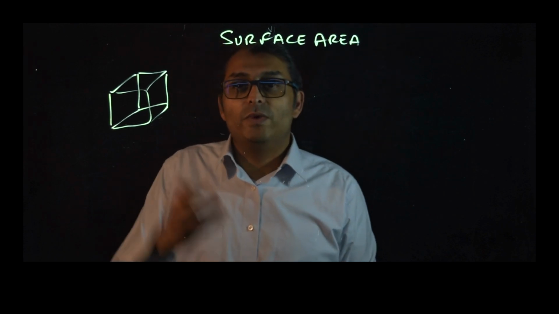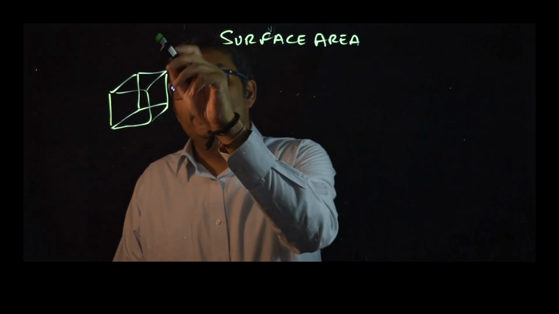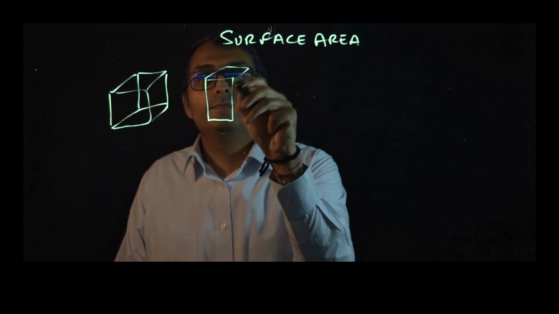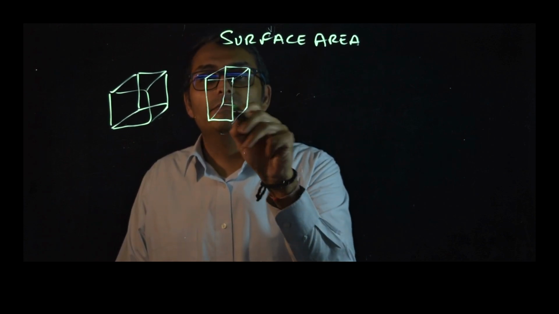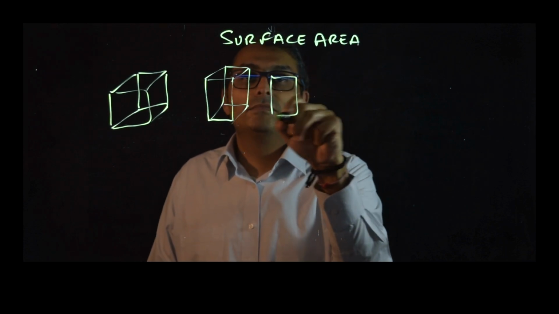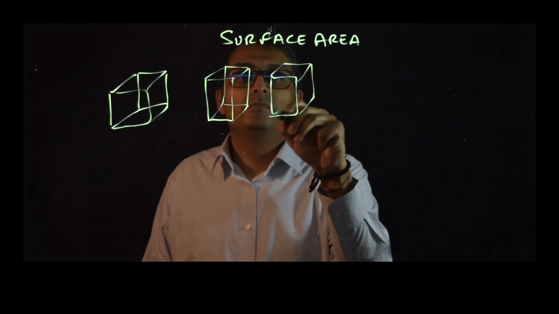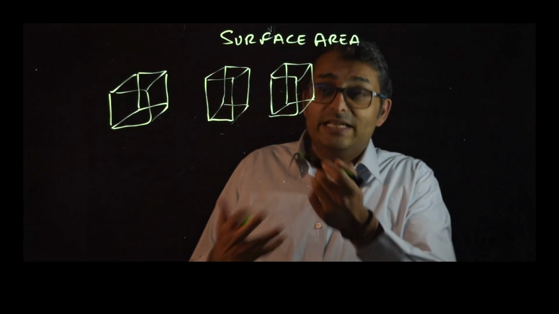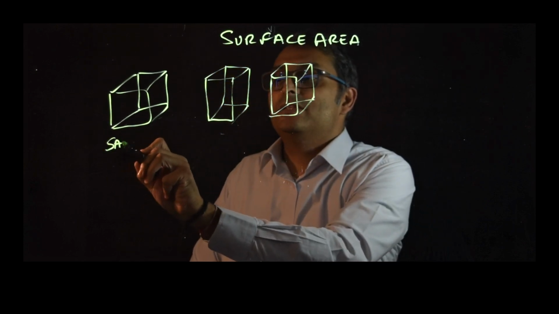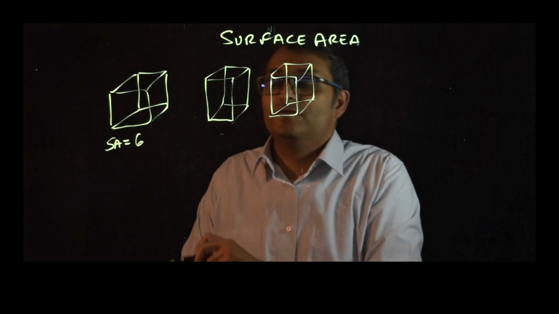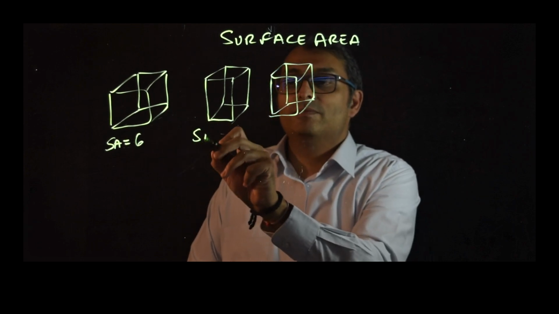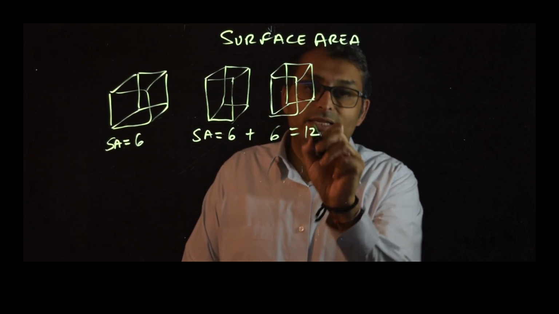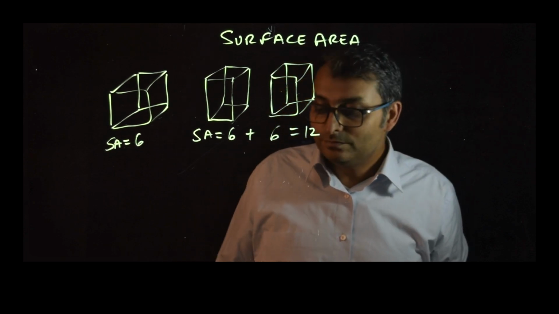cube. If we chop the cube in half down the center, what we would get from my very crude drawing of a cube is an increase in surface area. For the original cube, we would have a surface area of 6, but in this case, when we chop it in half, we would have a surface area of 6 plus 6 is equal to 12.